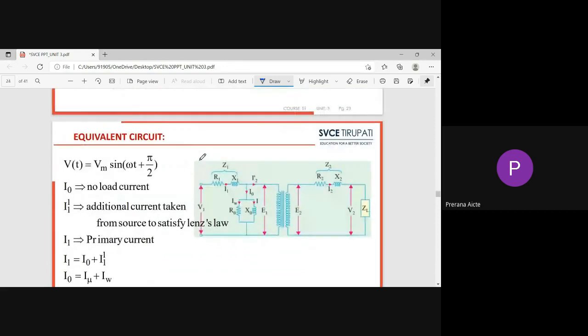So see here, the equivalent circuit of the transformer. V1, R1 and X1 are series branch parameters and R0 and X0 are shunt branch parameters. Then E1 is the induced voltage in the primary and E2 is the induced voltage in the secondary. When load is connected, there is winding resistance and leakage flux developed in the secondary winding. For that we represent R2 and X2.